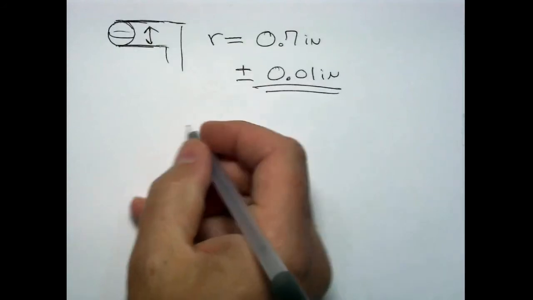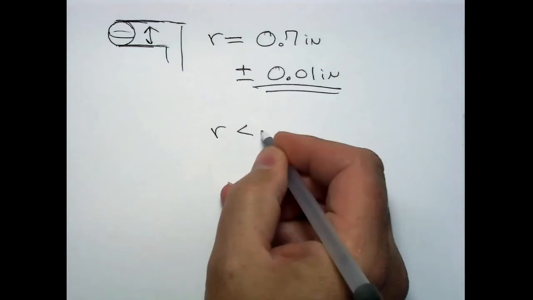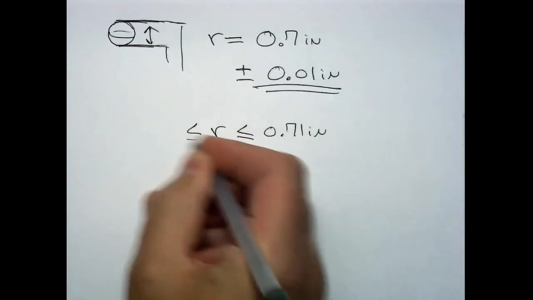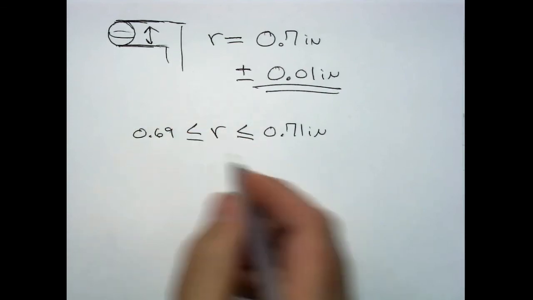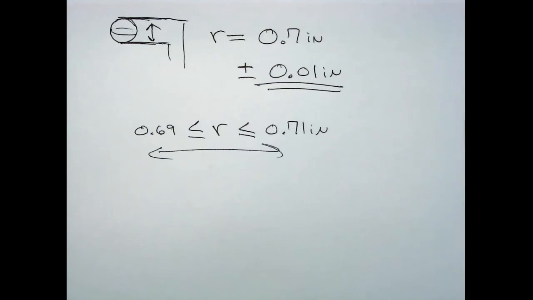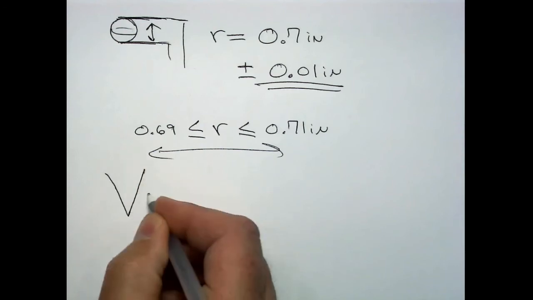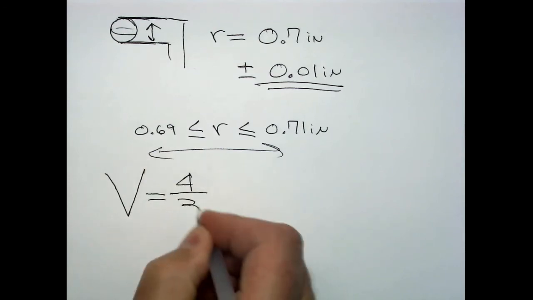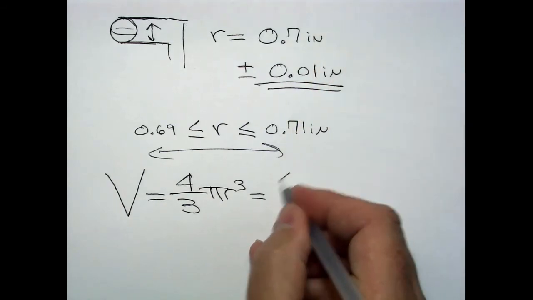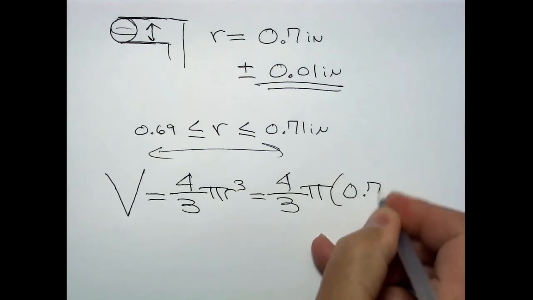So really, if you think about it, I don't really know the radius. All I know is that the radius is somewhere between 0.71 inches and 0.69 inches. So there's some ambiguity here into what the radius truly is. The volume of a sphere is 4/3 pi r cubed. So at the 0.7, we can calculate that it's 4/3 pi r cubed.